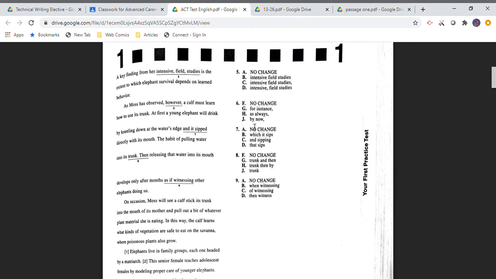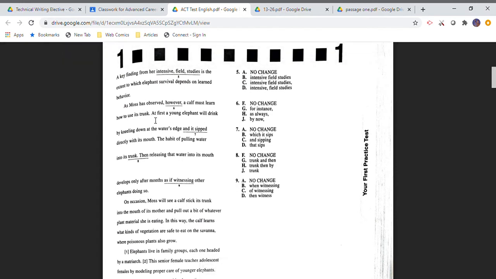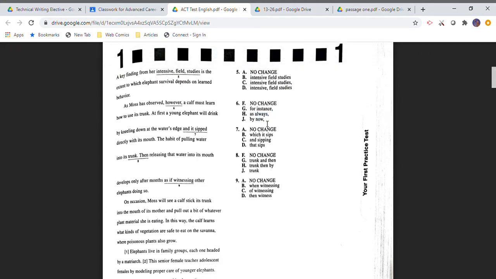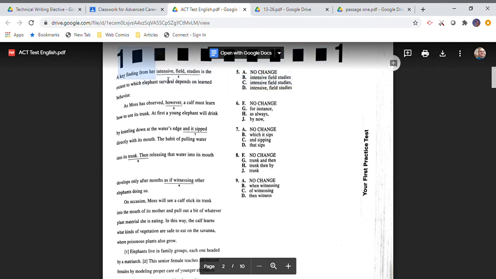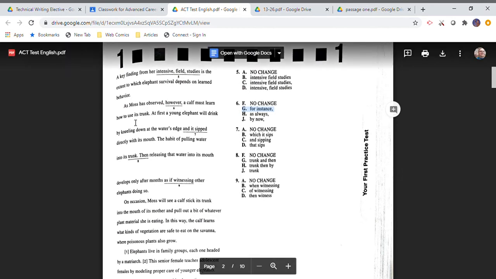As Moss has observed, as always, a calf must learn how to use its trunk. As always doesn't really fit because we're not talking about habituation. We're not talking about habits. As Moss has observed by now, a calf must learn. So it's between by now and for instance. And since we're not talking about how it took her years to discover this, we're just talking about one example of this first sentence, I'm going to go with for instance. As Moss has observed, for instance, a calf must learn how to use its trunk.